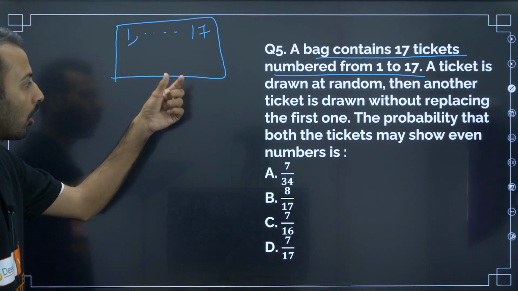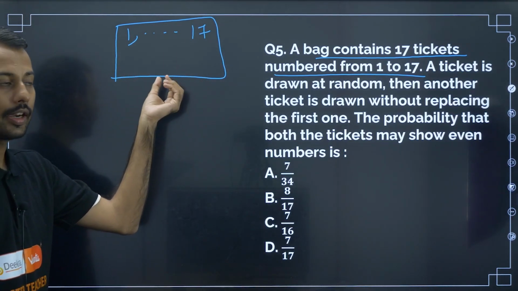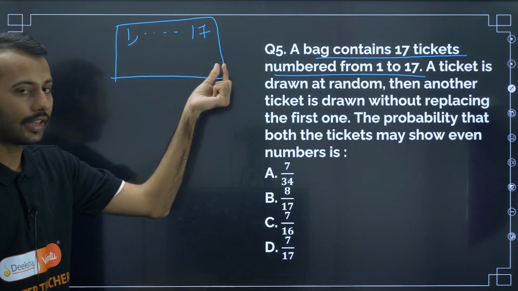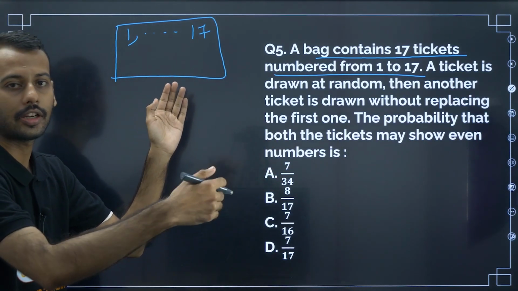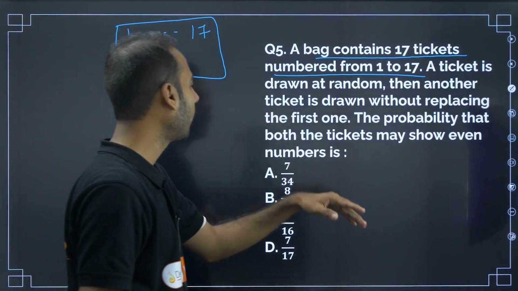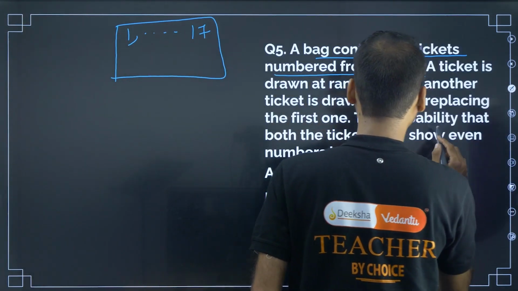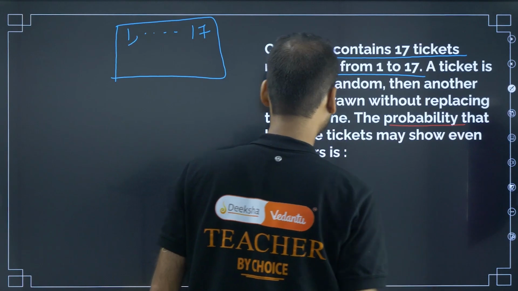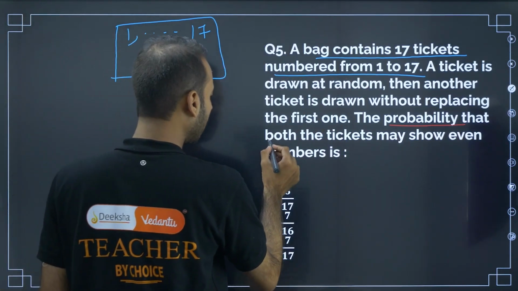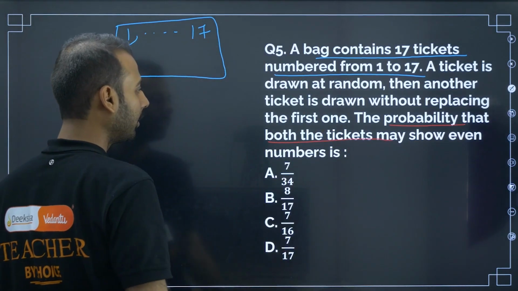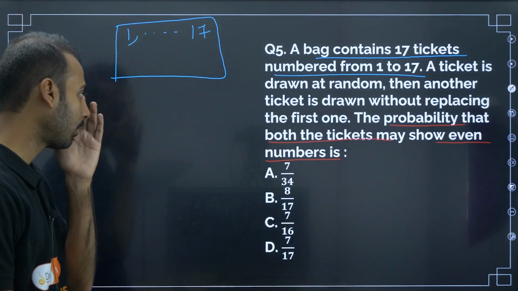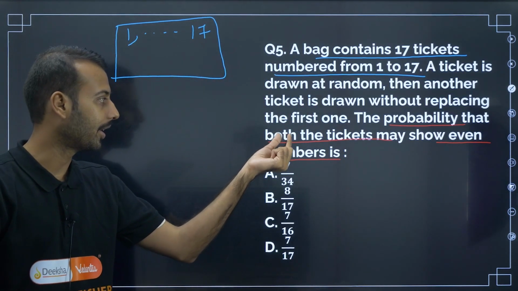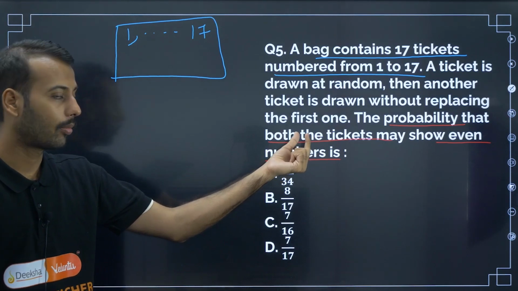Then another ticket is drawn without replacing the first. That means one ticket has been drawn, and another is drawn without replacing, so the first ticket is outside and we draw the next. The question: the probability that both the tickets show even numbers.